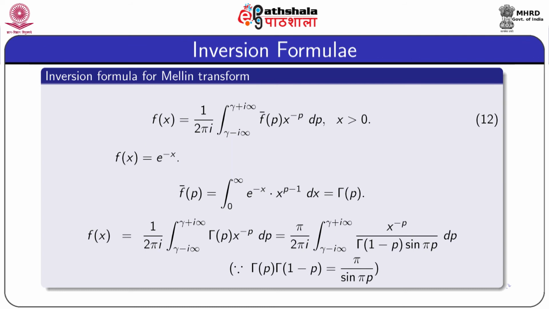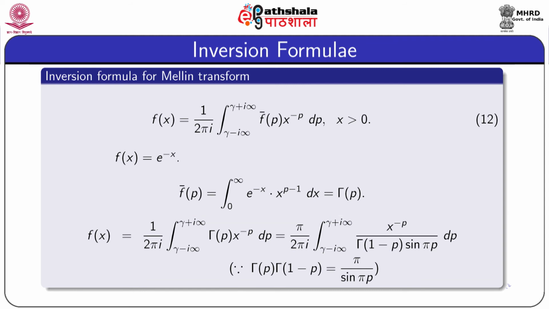For this transformation we are using the function e to the power minus x, and the Mellin transformation of e to the power minus x is f bar(p) equals integration 0 to infinity e to the power minus x x to the power p minus 1 dx. This is the famous gamma function. So, its value is gamma(p).